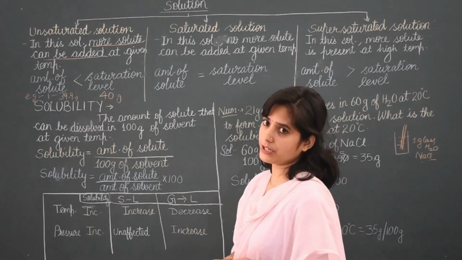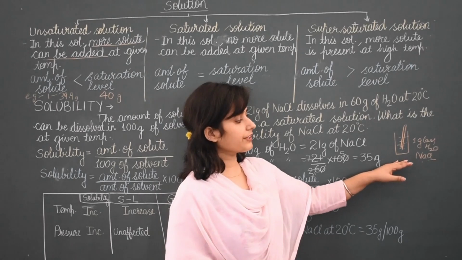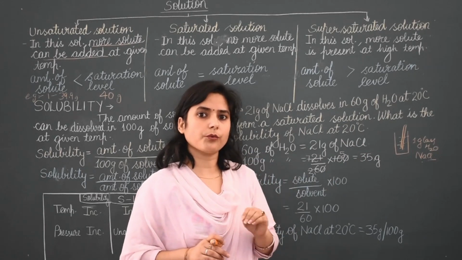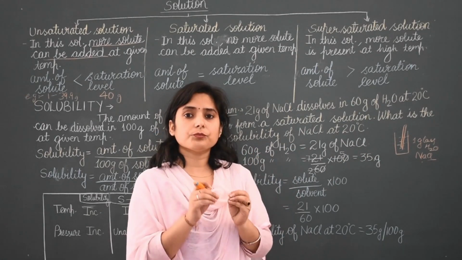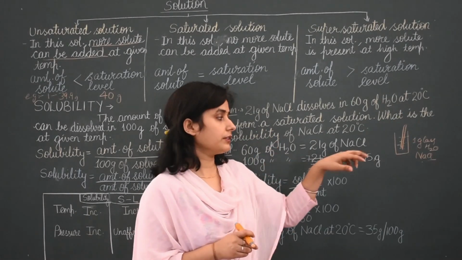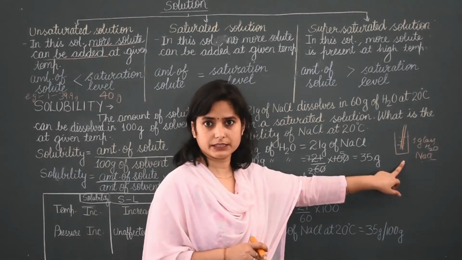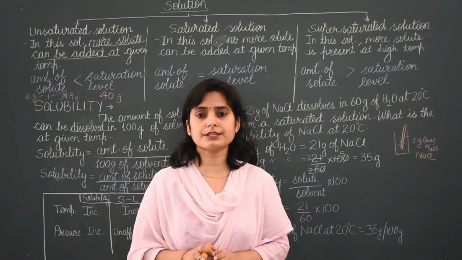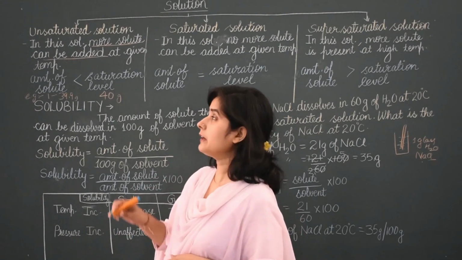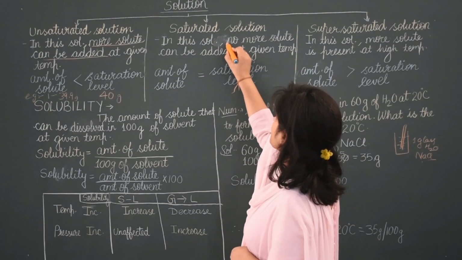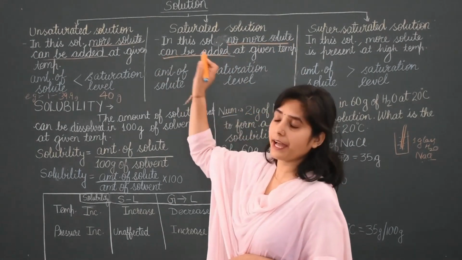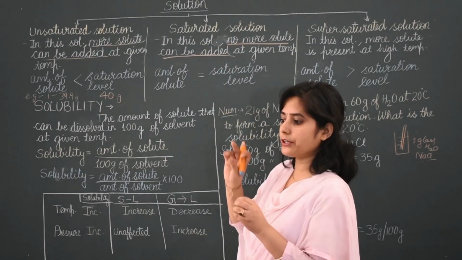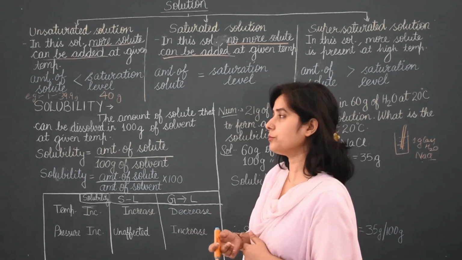Second one is the saturated solution. Now what happens when we are adding salt here? The time comes when we cannot add more salt. Even if we put a pinch of salt in it, it starts to settle down here. That means now no more solute or salt can be added in this solution. So this type of solution in which no more solute can be added at a given temperature is called a saturated solution. Means now it is filled with solute. It cannot take more solute.